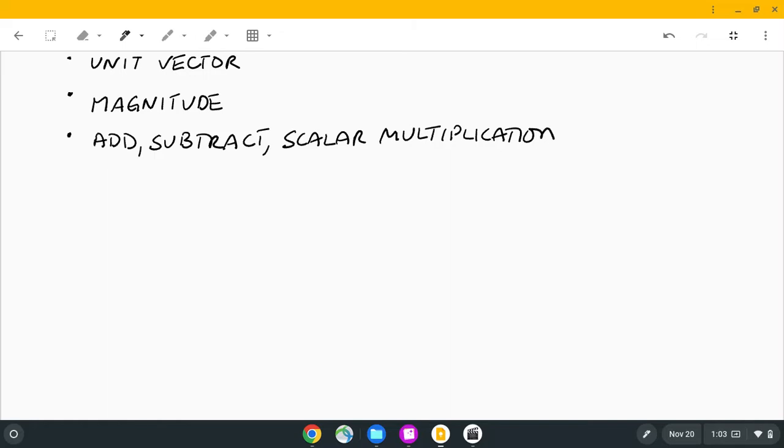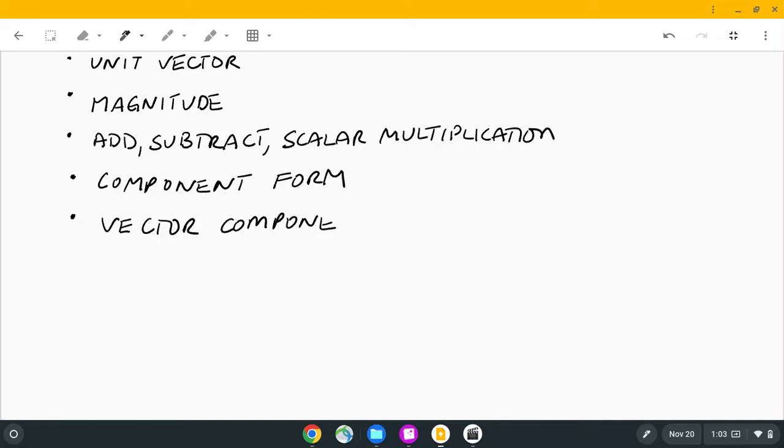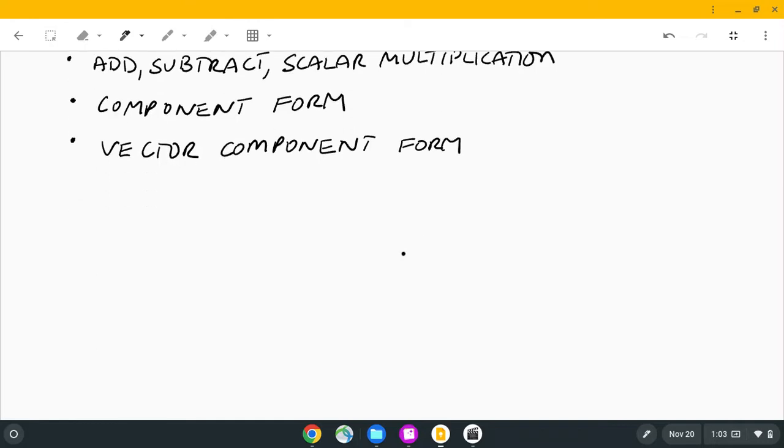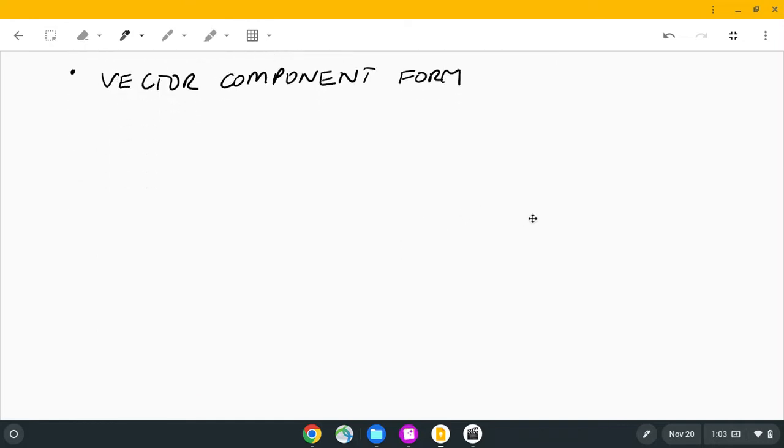Oh, and then we're also going to look at component form and vector component form. Okay, so let's first start with what a vector is.